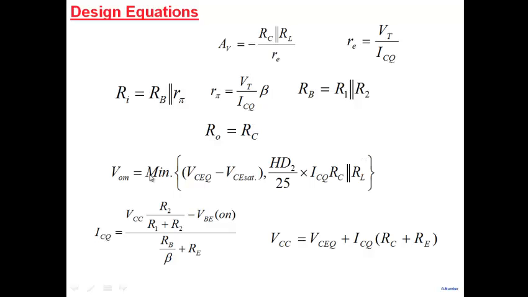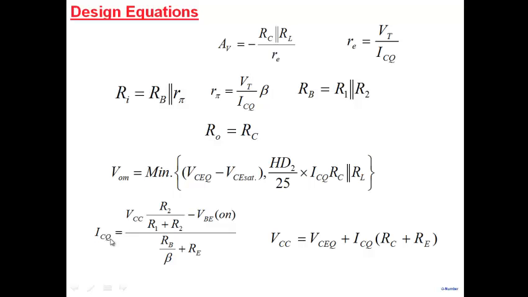Voltage swing is determined by two considerations. One is by the transistor going into saturation region. Avoiding that gives you this limit. And the other one is from harmonic distortion, which gives you the other limit here. And voltage swing will be the minimum of the two. And of course, all these quantities that you see depend on ICQ.